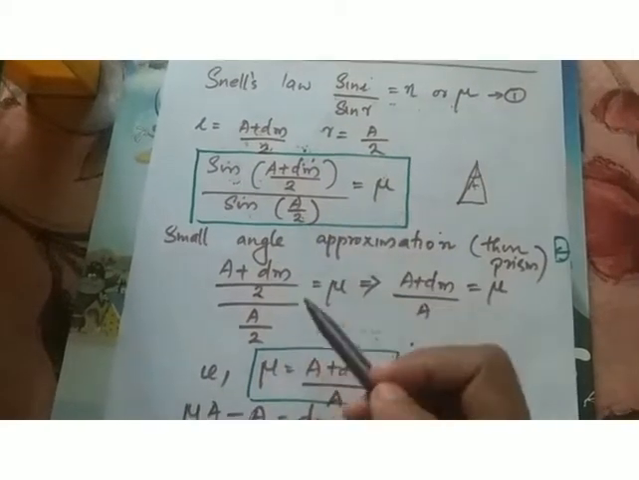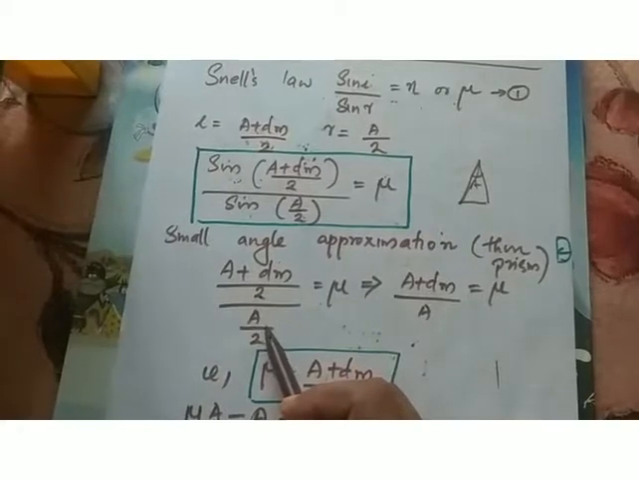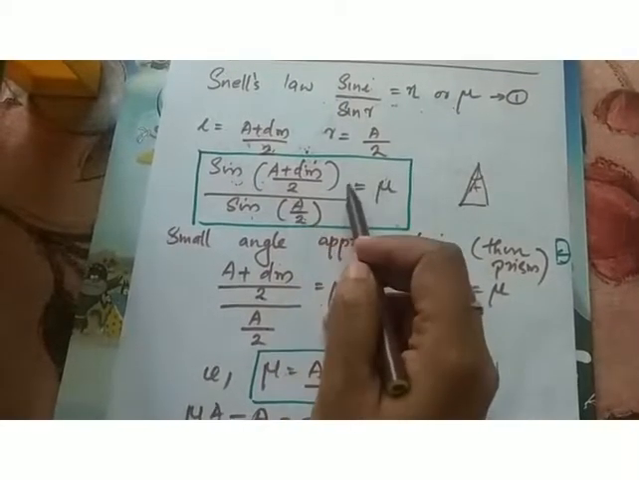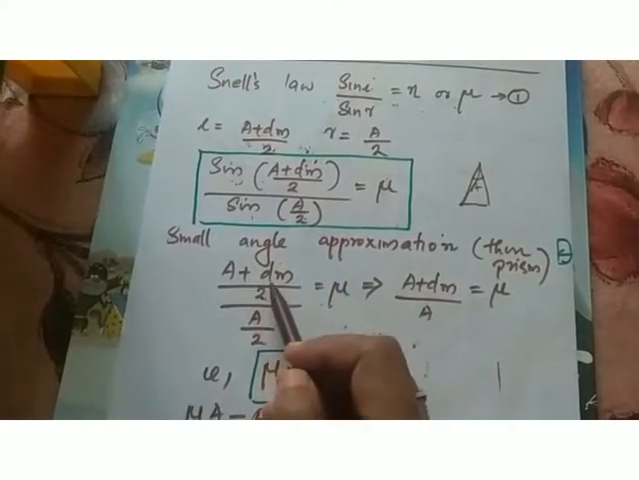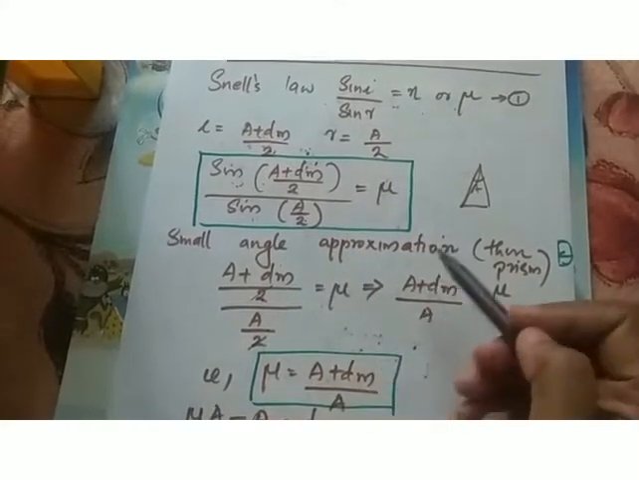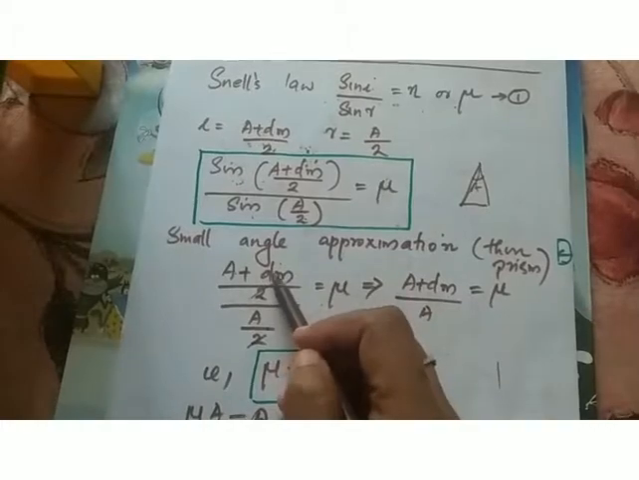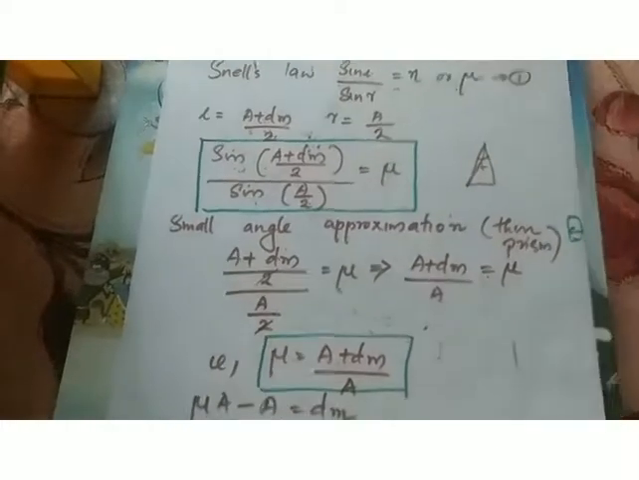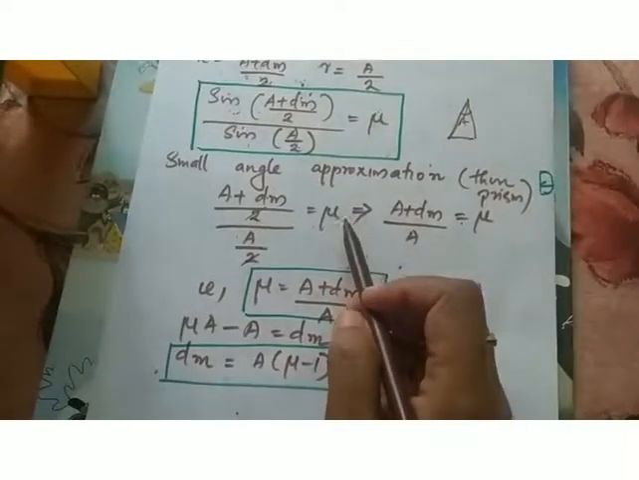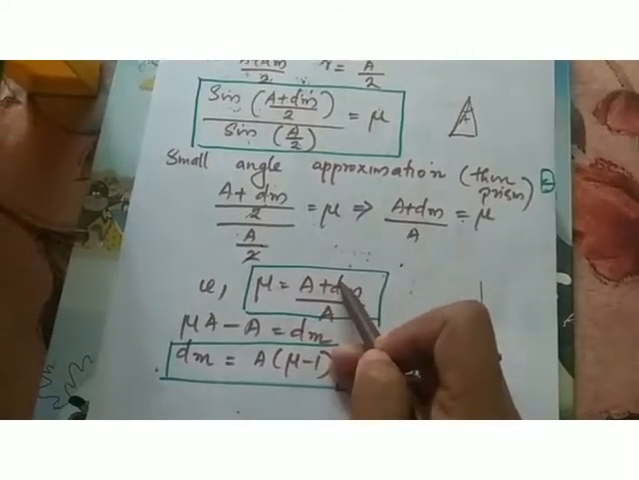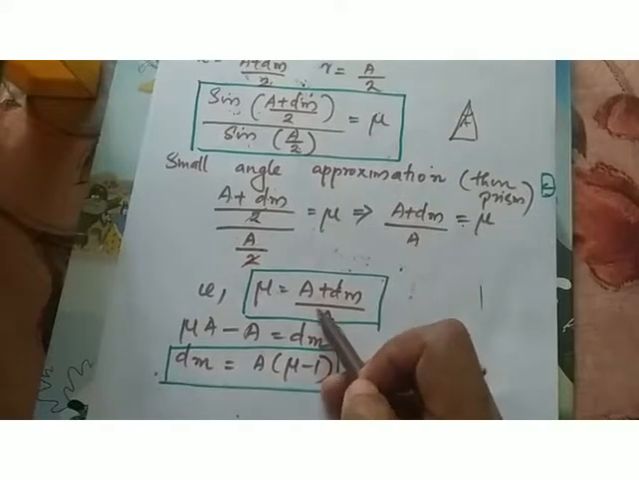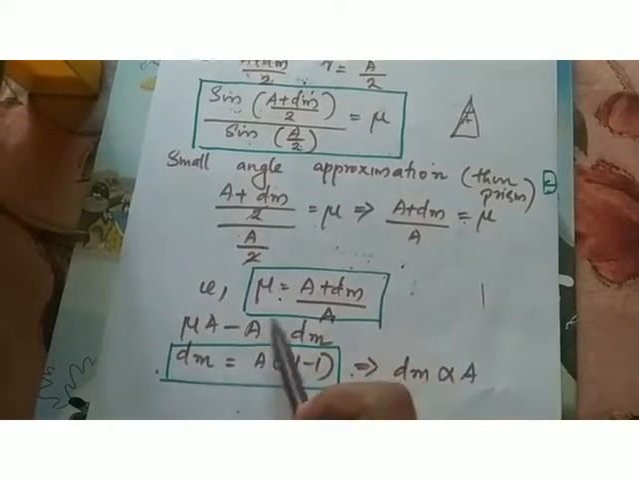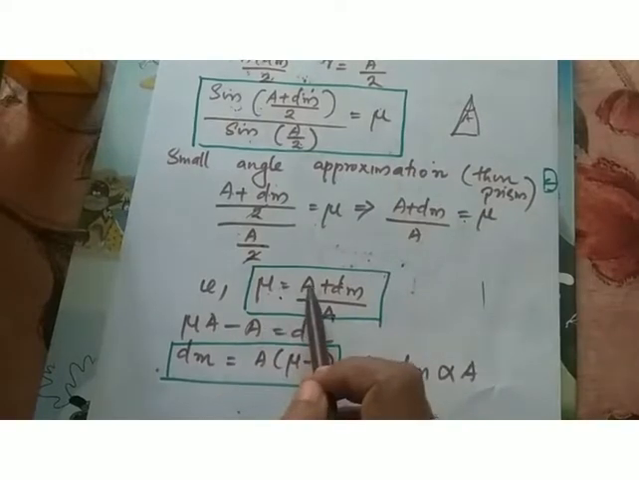Sine A by 2 is approximately equal to A by 2. So we can write (A plus dm) by 2 divided by A by 2 equal to mu, and this 2 and 2 will be cancelled. So we are left with (A plus dm) divided by A equal to mu. So mu is equal to (A plus dm) by A, and bring this A to LHS, so you will get mu A.